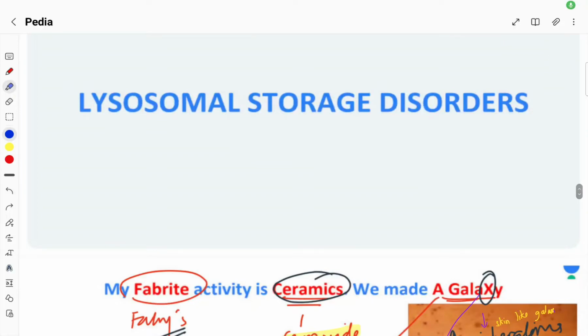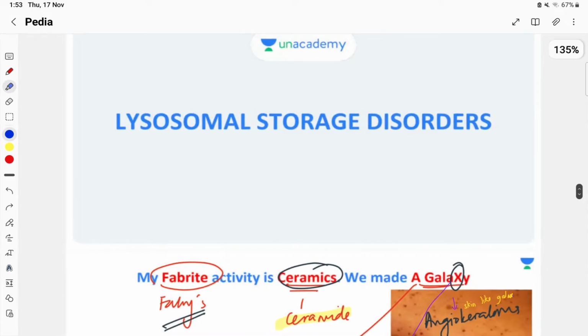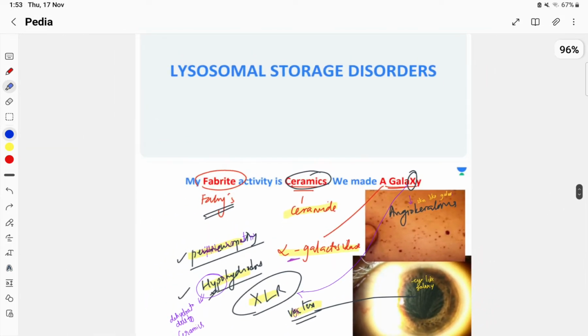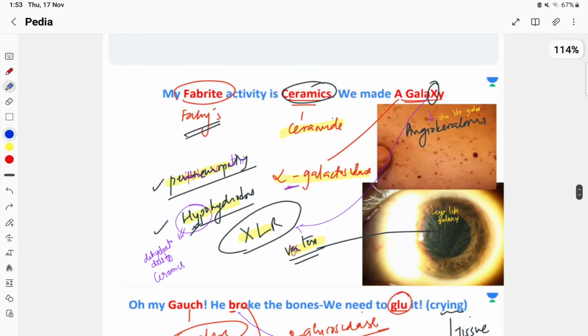Guys, welcome back to my channel, and today we are going to study and revise together the lysosomal storage disorders which are taught by Zainab Vora ma'am. So let's begin our revision. This is a very simplified version of how she has explained how to remember this. Now there are certain mnemonics for each disease, and they are specific for the enzyme and the characteristics as well.